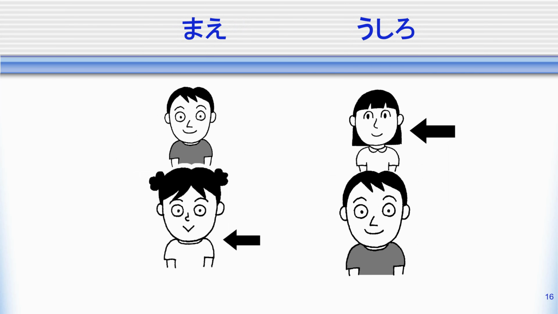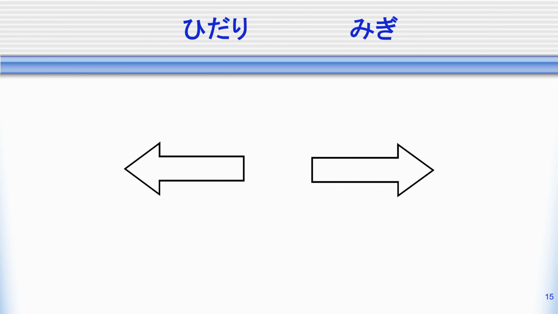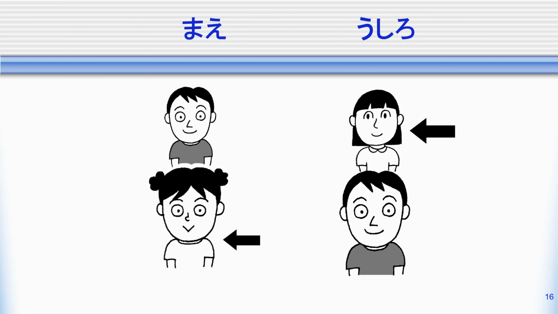Our next location words are mae, which means in front of, and ushiro, which means behind. Mae, ushiro. So we have mae and ushiro. Again, that's ue, shita, hidari, migi, mae, ushiro.